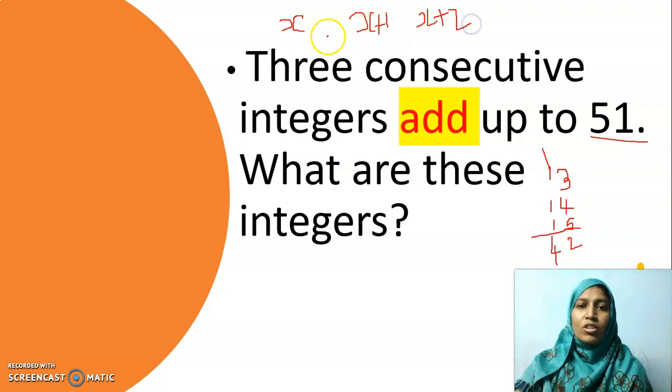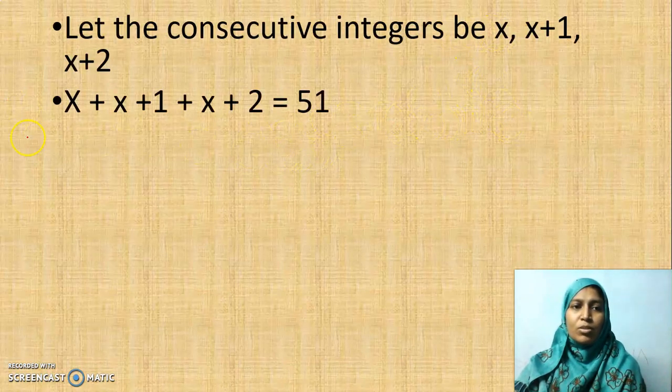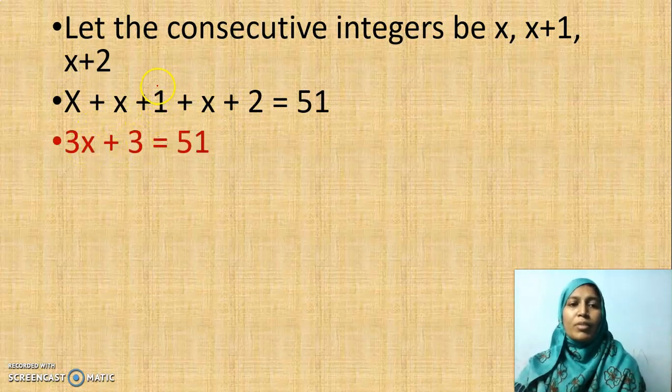So these are the 3 consecutive numbers that I am going to add to get 51. Our equation is very simple now. 3 consecutive integers are x, x plus 1 and x plus 2. This let statement is compulsory when you do it in 3 mark and 4 mark, even in 2 marks. If I add these, x plus x plus x, I have 3x. The numbers to be added are 1 and 2, which give plus 3.